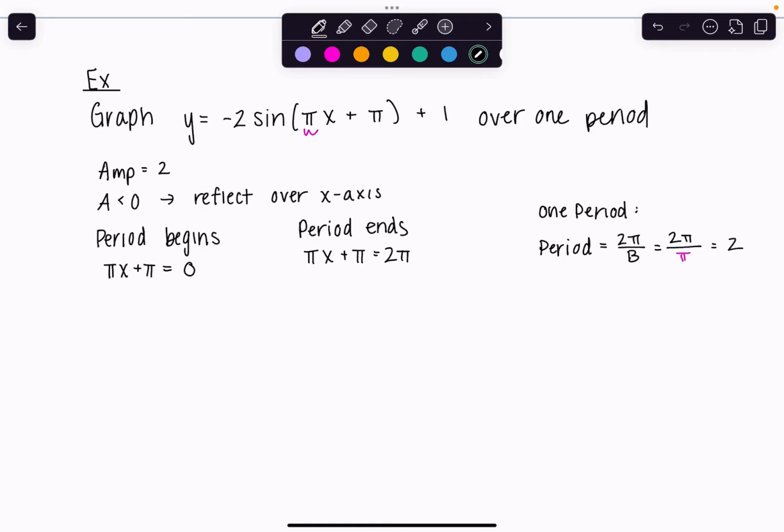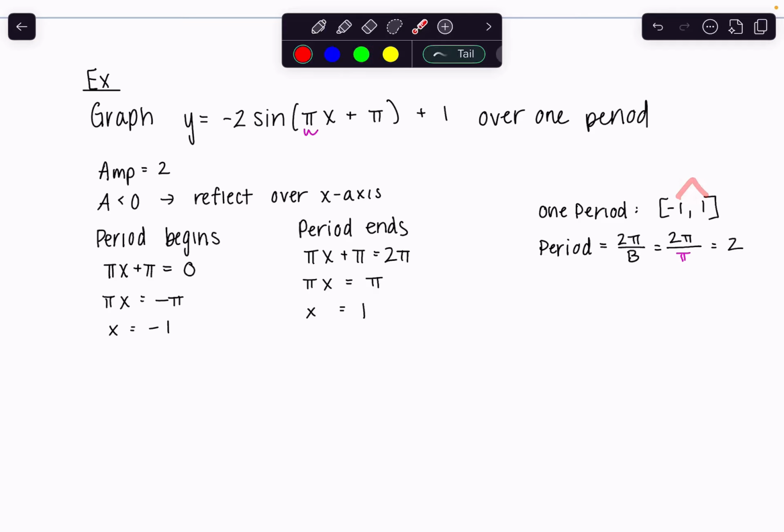So I made a slight typo. This should be pi x plus pi because that's the inside here. But going through and solving for this, we subtract pi. So that gives us pi x equals negative pi. Dividing by pi gives us negative 1. Subtracting pi over here gives you 1 pi. Dividing by pi gives us positive 1. Okay. So my period, I'm going to graph this over. It's going to start at negative 1 and end at positive 1. So again, the length of that is an interval of length 2.